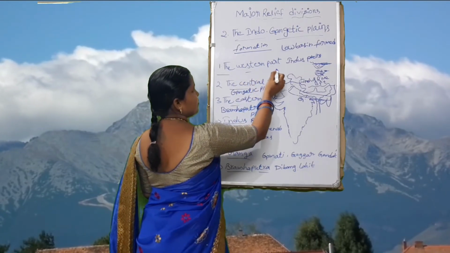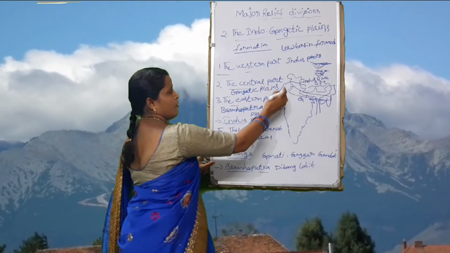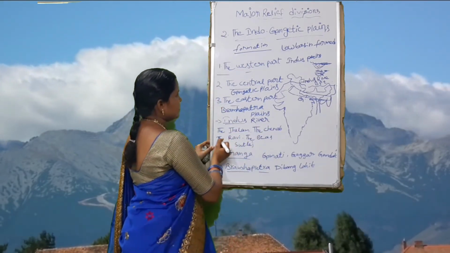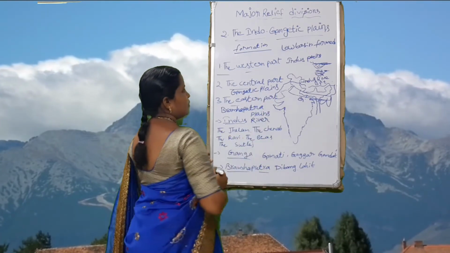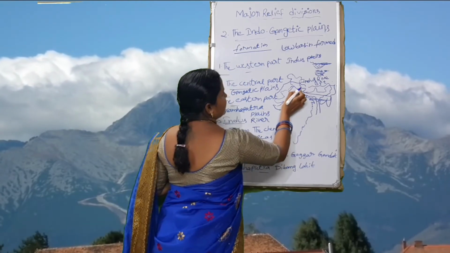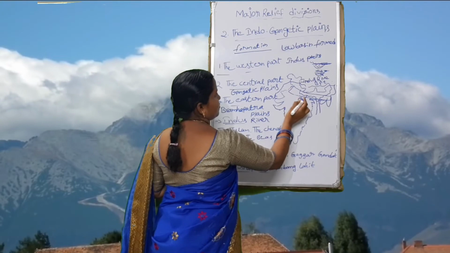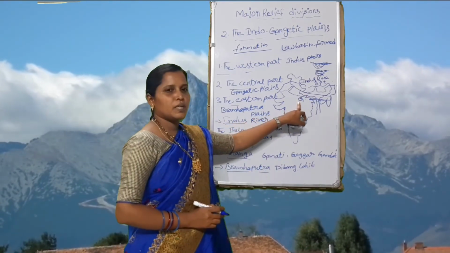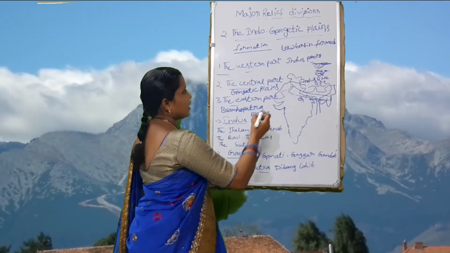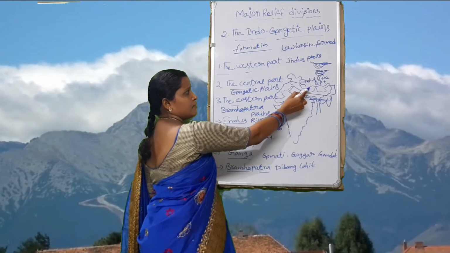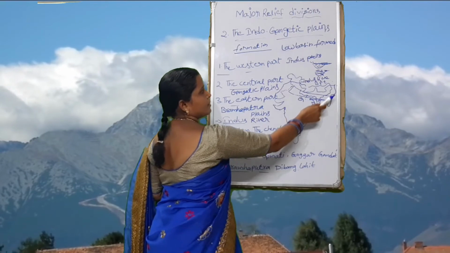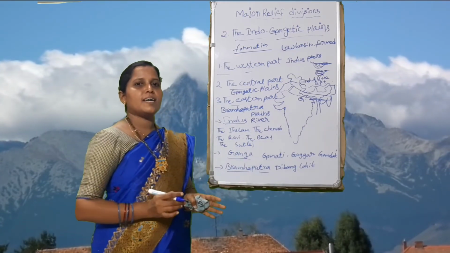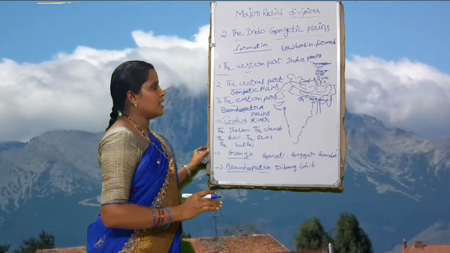So the western part, the Indus plains, is formed with the help of the Indus River and its tributaries. Next, the second one is the central part, the Gangetic plains. Here, this is the central part, and this is the western part. The central plains are formed due to the Ganga River and its tributaries. The Ganga River originated in the Himalayas. The Indus and Brahmaputra rivers also originated in the Himalayas. These are perennial rivers. These rivers brought alluvium, silt and clay and deposited them in this region.